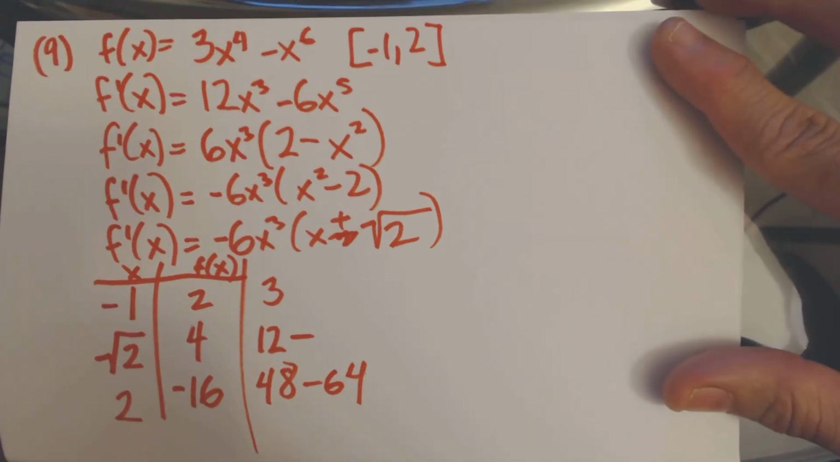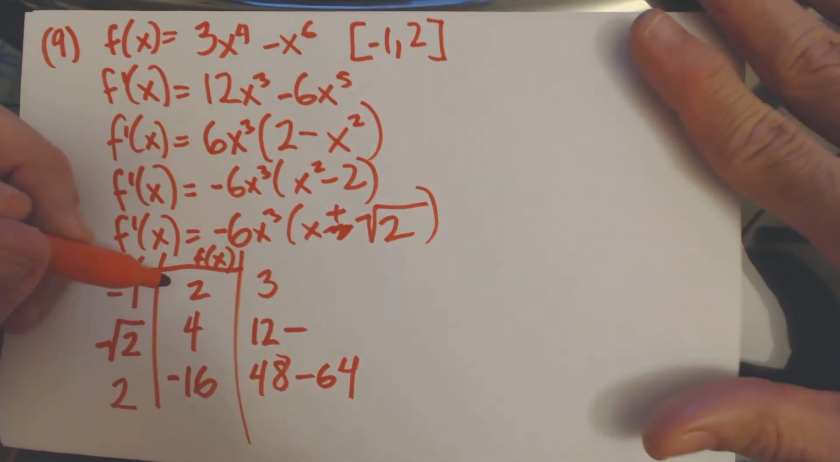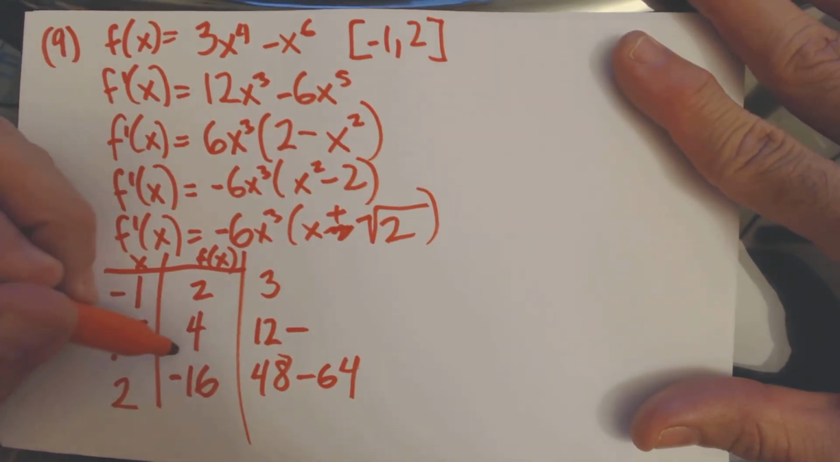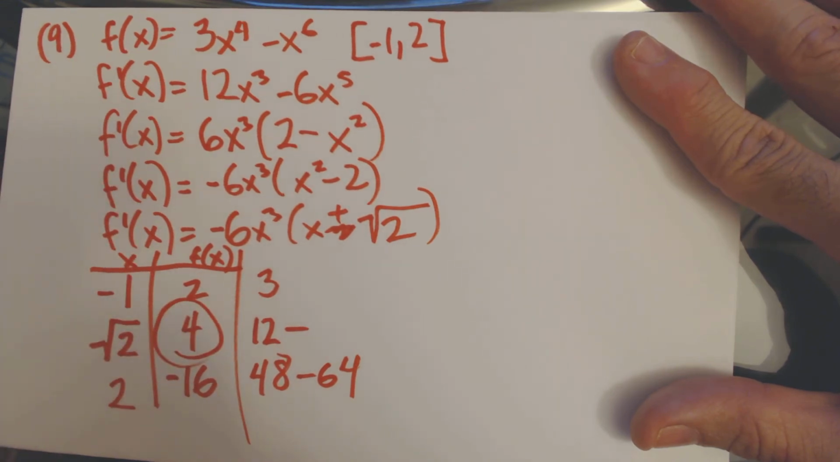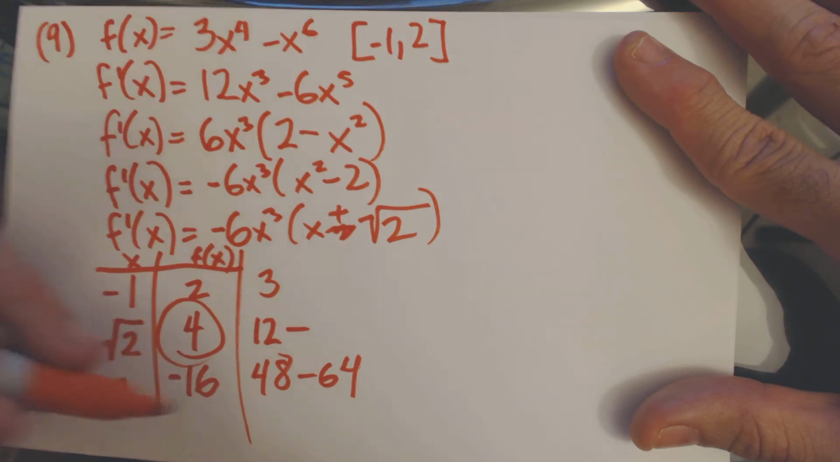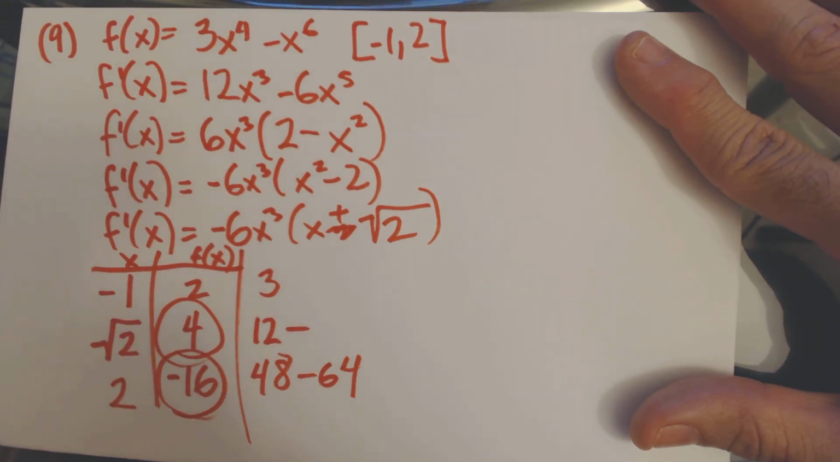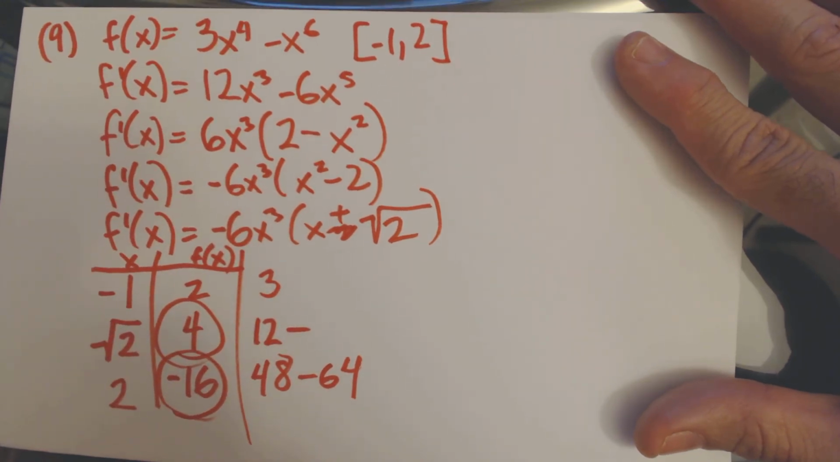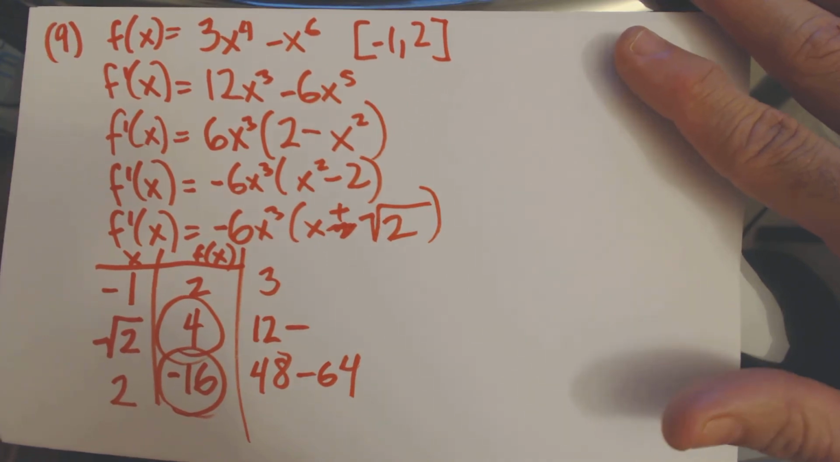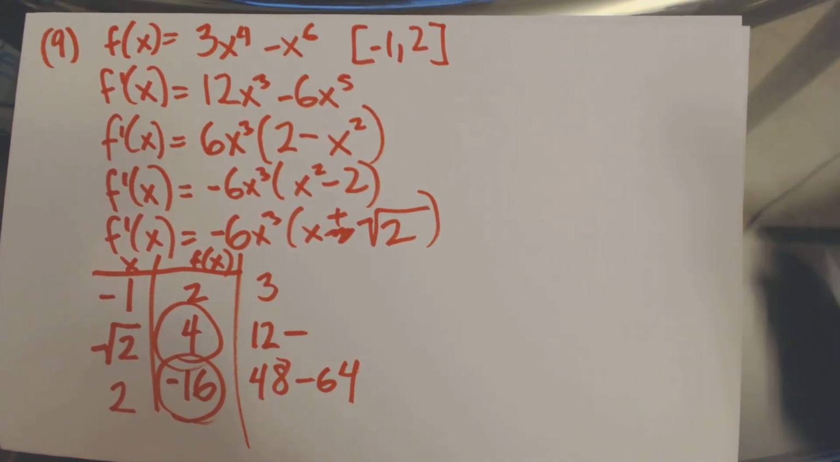And so the square root of 2 is going to get us the absolute max for this function over this interval, of 4, and 2 is going to get us the absolute minimum for this interval, a value of negative 16.